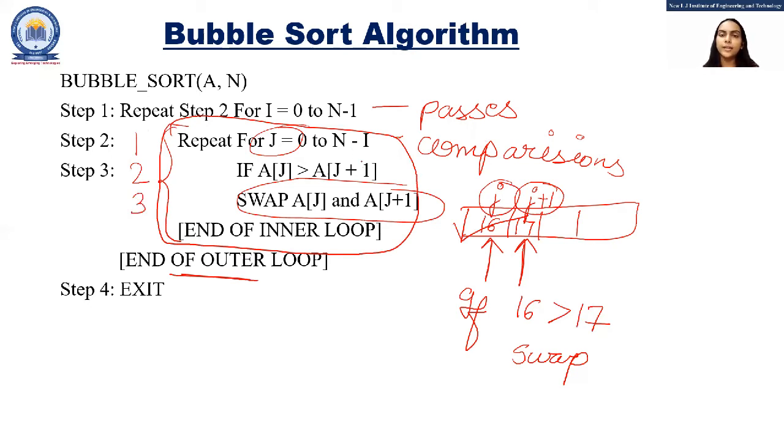And here j, in an ideal situation, would be 0 to n minus i, because each time the last element goes to its correct position. So j would also reduce. Comparison would also reduce as passes increase.